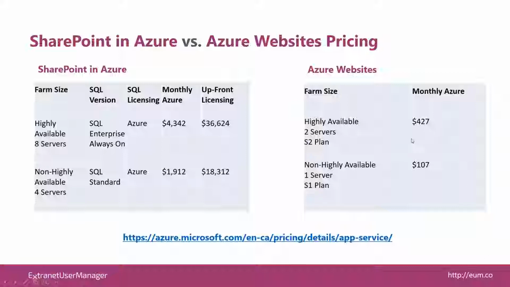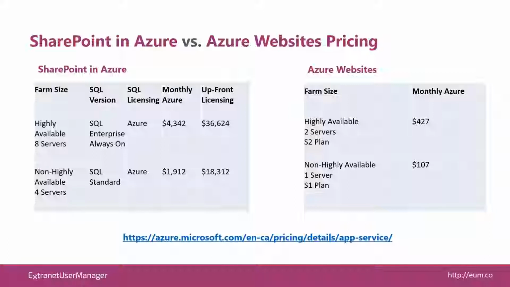Compare that to an Azure website if I want highly available, like Ontario MD, which is servicing 20,000 plus users on a daily basis. They've got 2 servers on an S2 plan. They're spending $427 a month for that. It's an order of magnitude cheaper than actually hosting that infrastructure. If I was happy with non-highly available, $100 a month on an S1 plan, and I'm good to go.